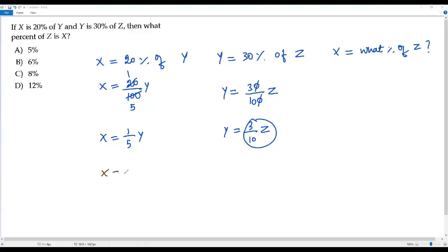So x equals 1 over 5 times 3/10 of z. So x equals 1 times 3 is 3, and 5 times 10 is 50. I get 3 over 50 z. Okay, I have solved for x in terms of z, but I have to give the value of x in terms of percentage of z. So I have to convert this 3 over 50 to a percentage.